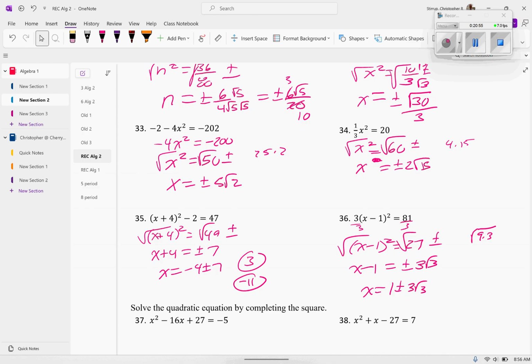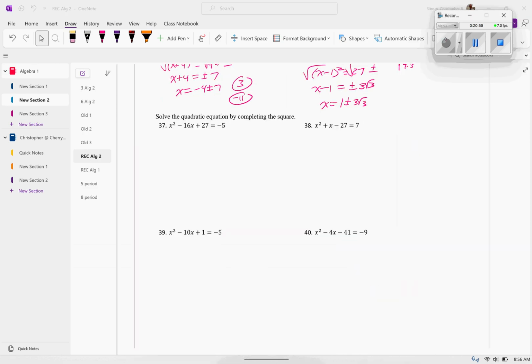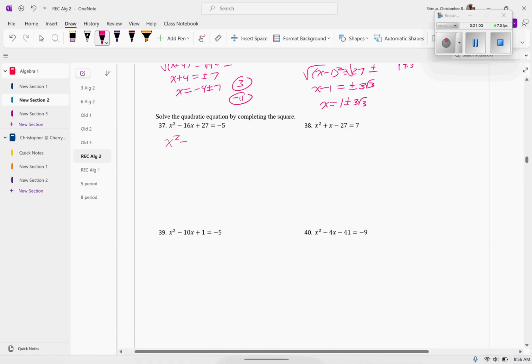All right, now we're going to get into these, and we're going to start solving by completing the square. Okay, so first thing I want to do when I'm completing the square to solve, I want to move my value over and leave a space. So I'm going to subtract 27 from both sides. So that's going to give me negative 32.